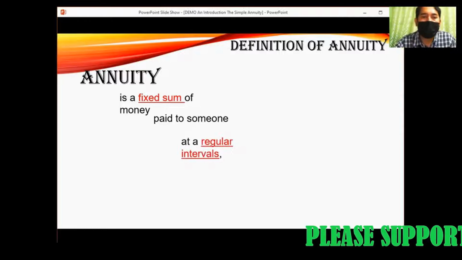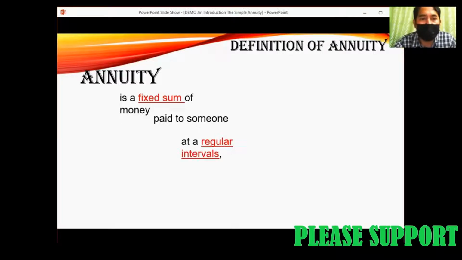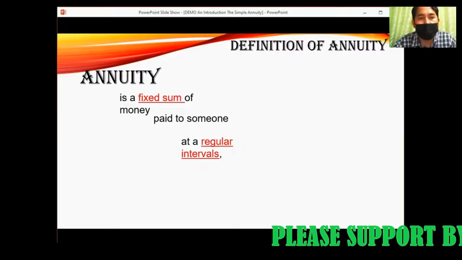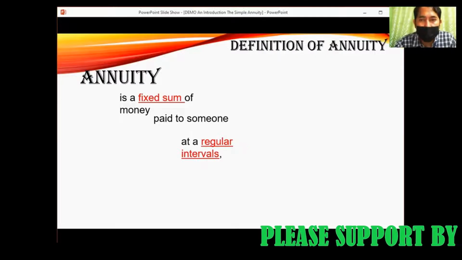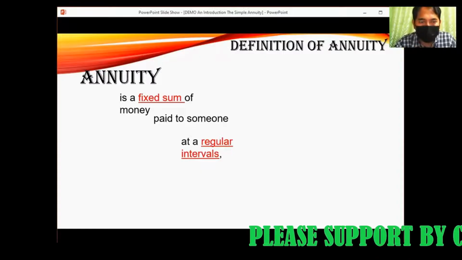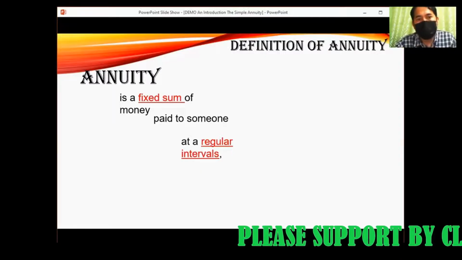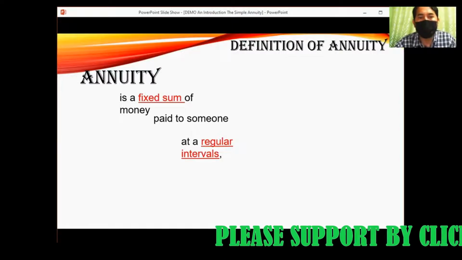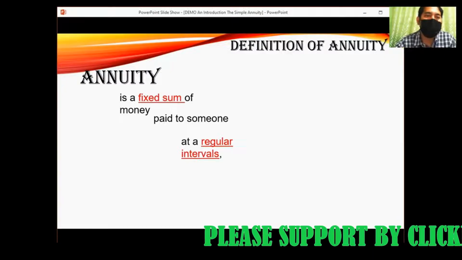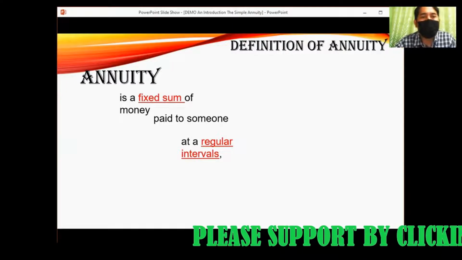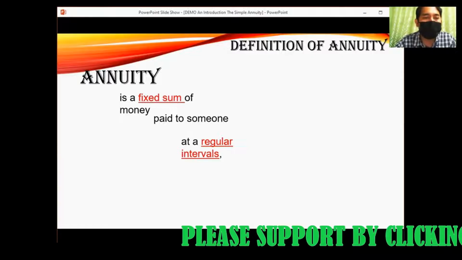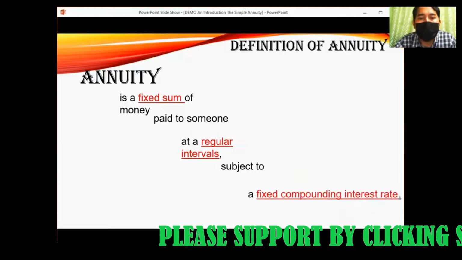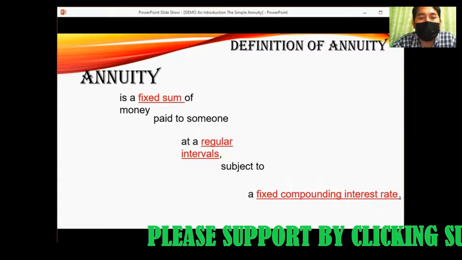Another keyword to understand the annuity is the regularity of the paying of that fixed amount. Meaning to say, we do not have irregular intervals. So another keyword to understand the annuity is the phrase regular interval. So it is a fixed amount of money paid to someone at a regular interval. Another term to understand is, of course, the fixed compounding interest rate.